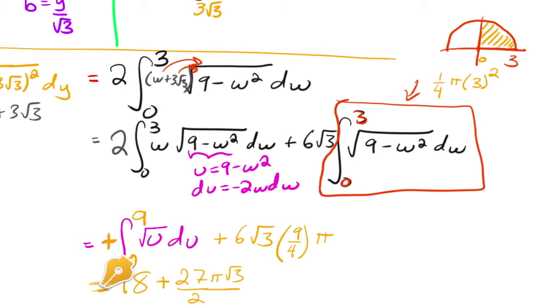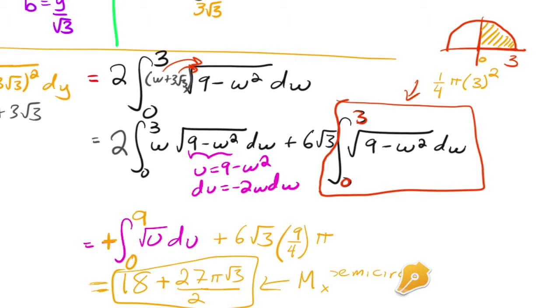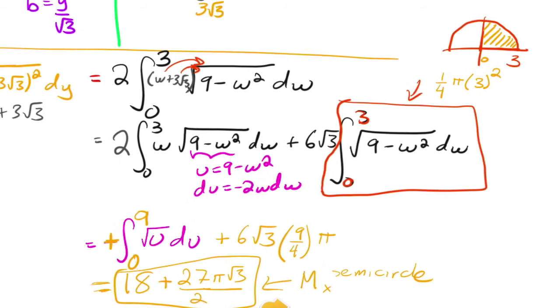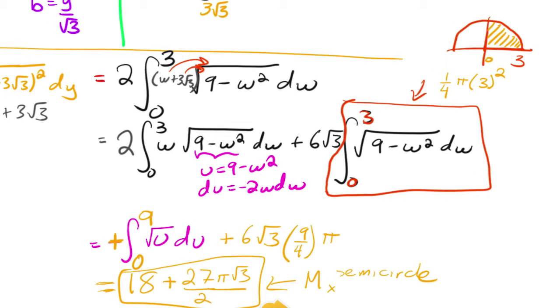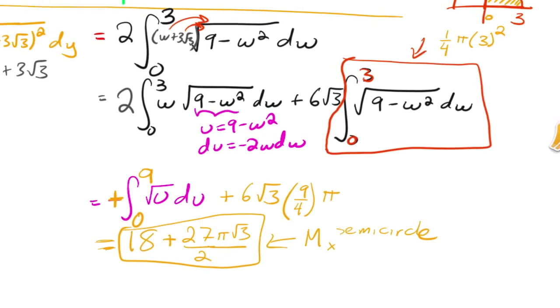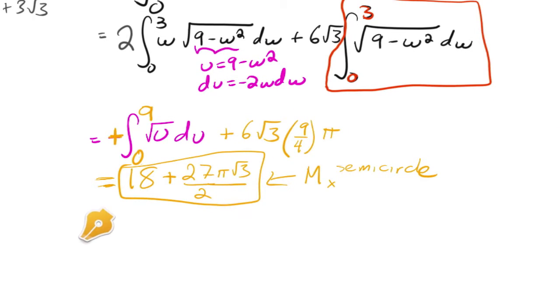Okay. All right. So all of that was the moment with respect to x of the semicircle. Okay, so what was the point of that? Well, now let's do the rest. So what we have is the moment with respect to x is equal to the moment with respect to x of the triangle plus the moment with respect to x of the semicircle.